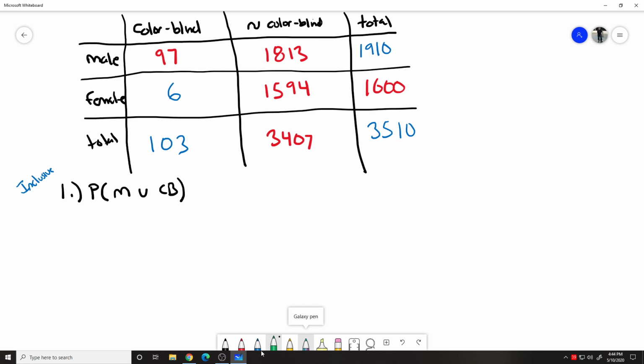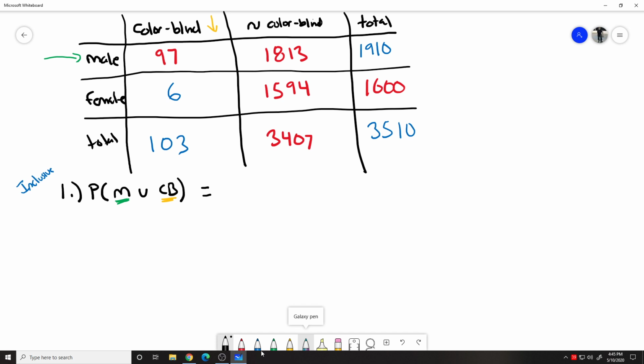So let's look at the males. I'm going to use green. The males, as you will see, are a row that goes across. The colorblinds, let's use yellow. The people that are colorblind, you can see that is a column that goes down. So they overlap right at that number 97. These two things intersect each other at male and colorblind, which is 97. So we are going to have to adjust our formula to reflect that because this is an inclusive event.